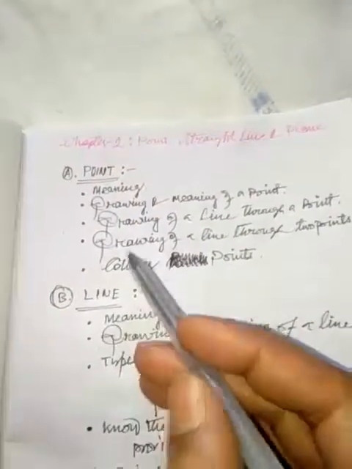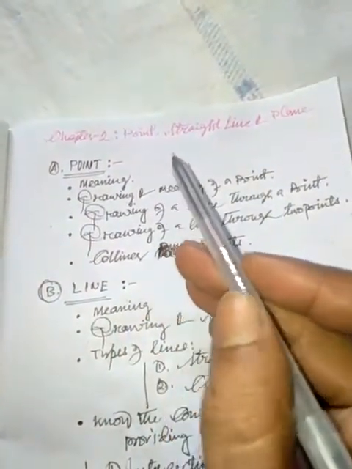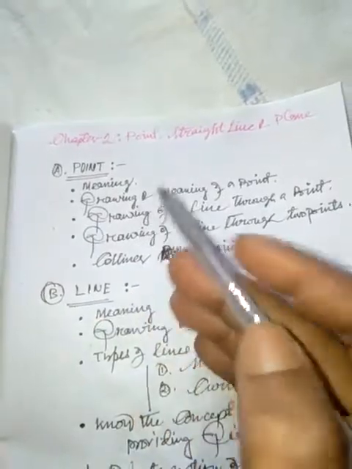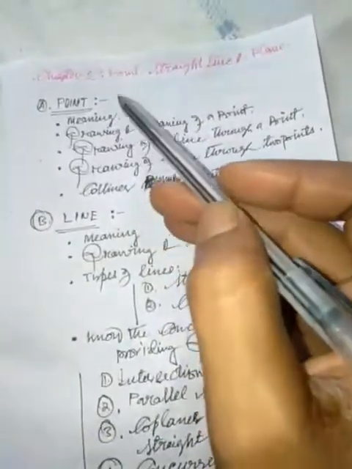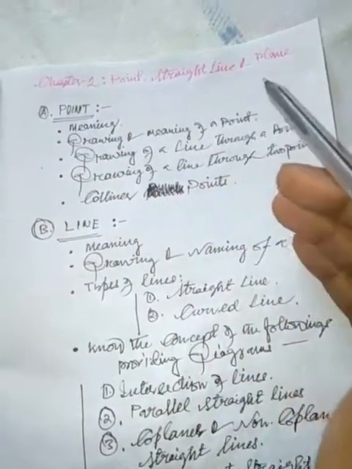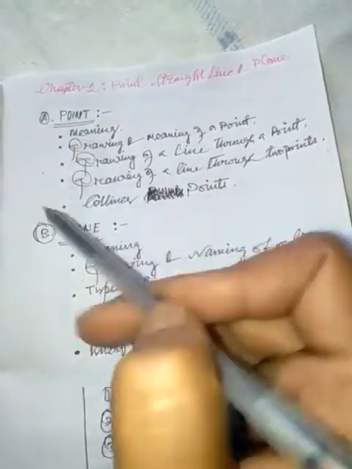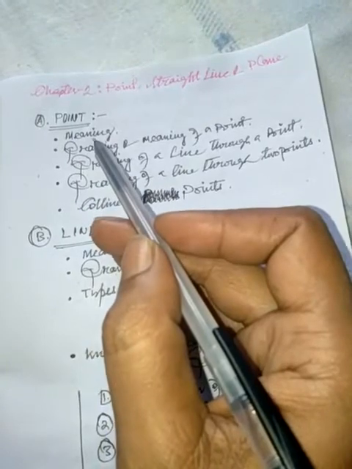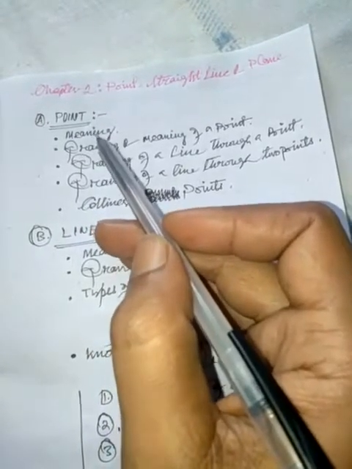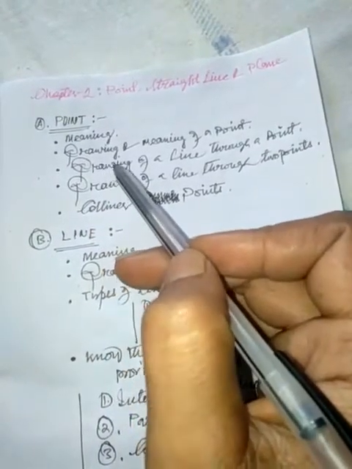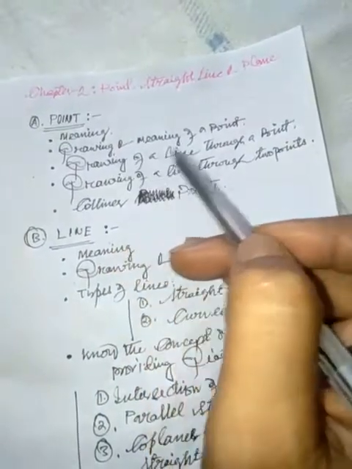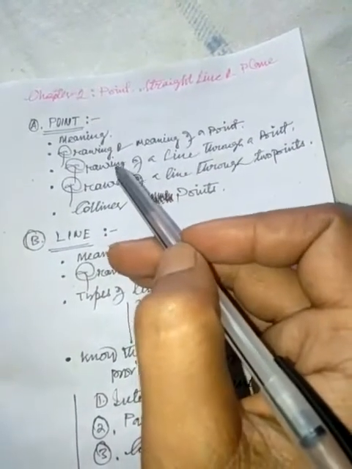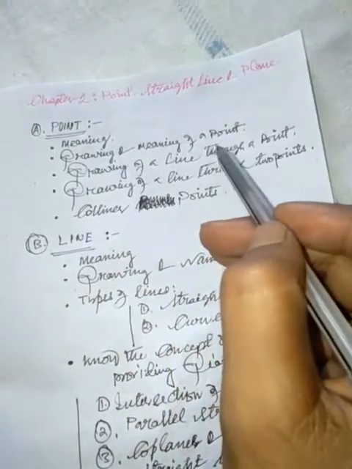For the second chapter in geometry, that is the point, straight line, and the plane. So in case of point, what are the topics we need to cover? First topic is meaning. What is the meaning of point? We will learn. Then drawing and meaning of a point. So we have to draw a point.